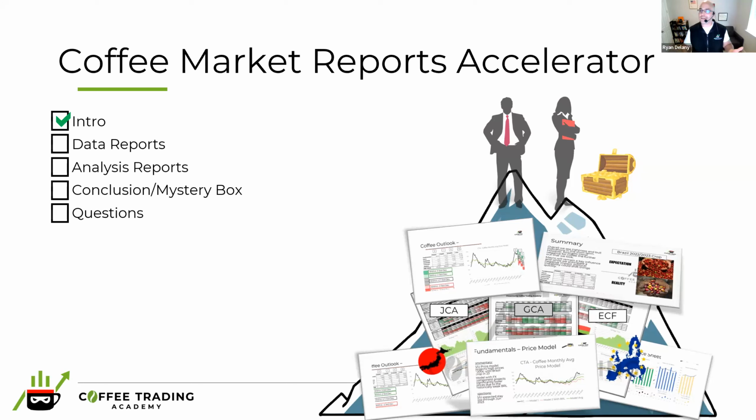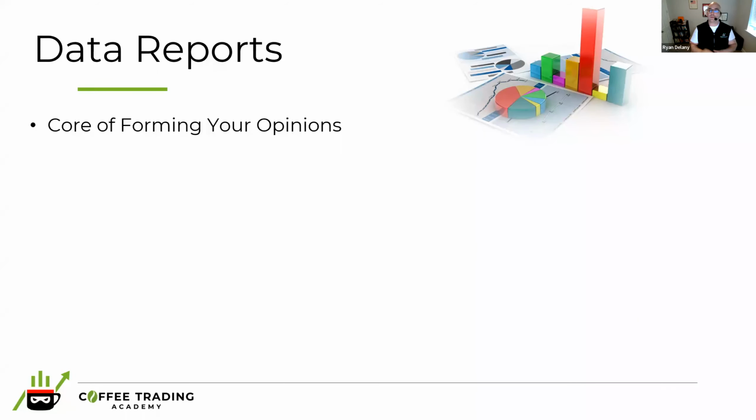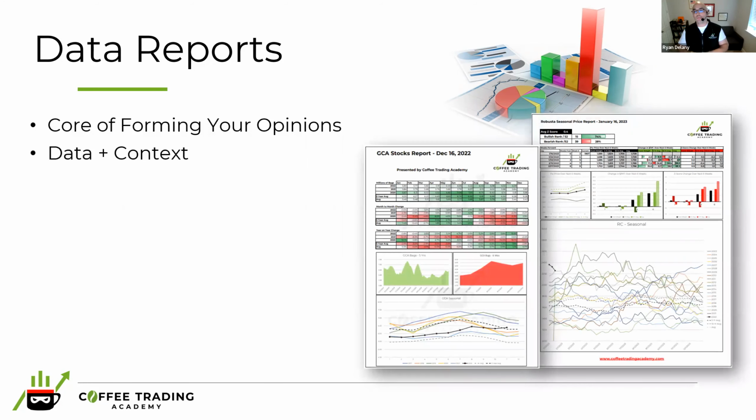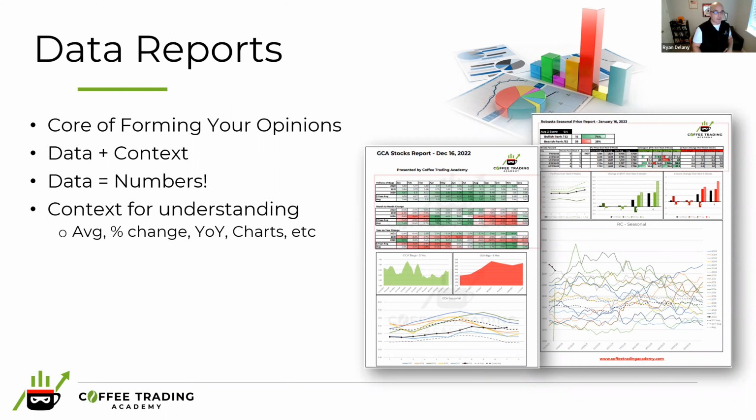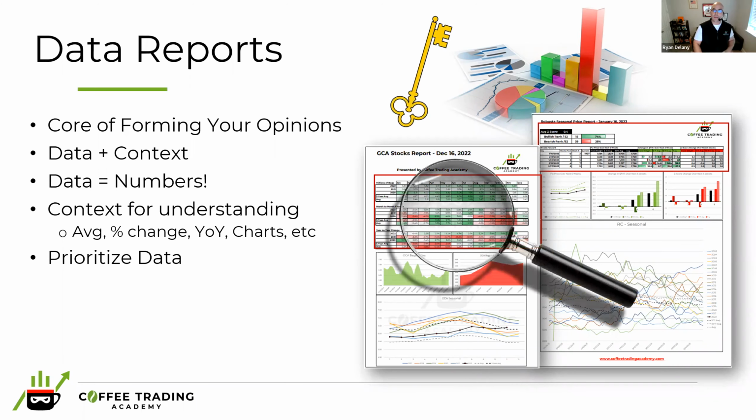All right, so now we're going to move on to data reports. So data is going to form the core of our informed opinion. When we look at a report, it should present us the data, but also some context. The context is also very important. The data is the numbers. So that's the actual millions of bags that we're looking for in the GCA stocks, for example. The context is going to help us to understand that data, but it's not the data itself. So that might be the average, the relationship to past years. Charts are visual context for us to consume. But we want to prioritize the data. That's the real information that we're going to be downloading into our internal model of the world.